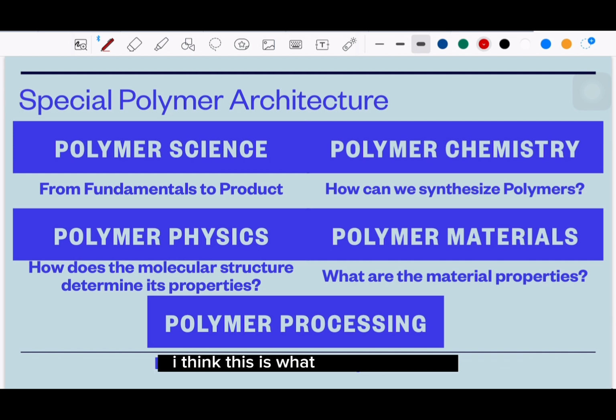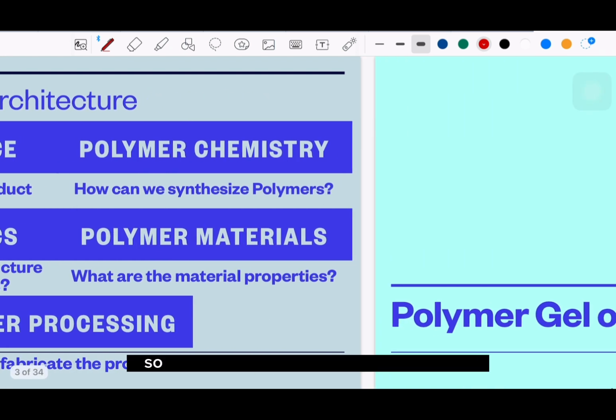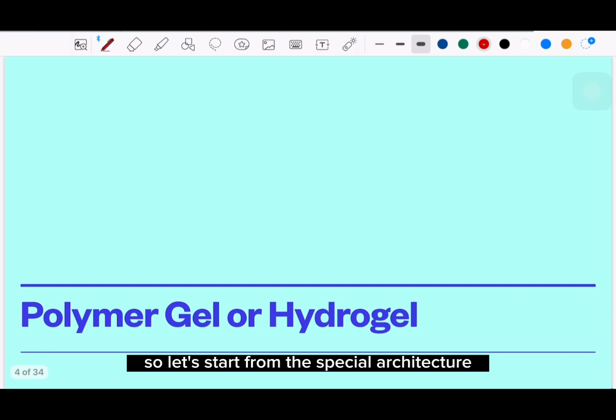I think this is what we are going to try to explain later on. Okay. So let's start from the special architecture. The first one is the polymer gel or hydrogel.